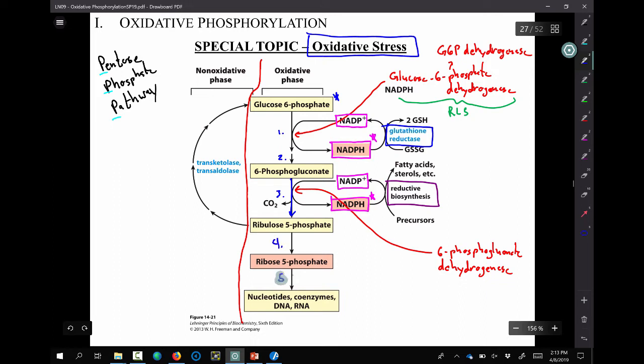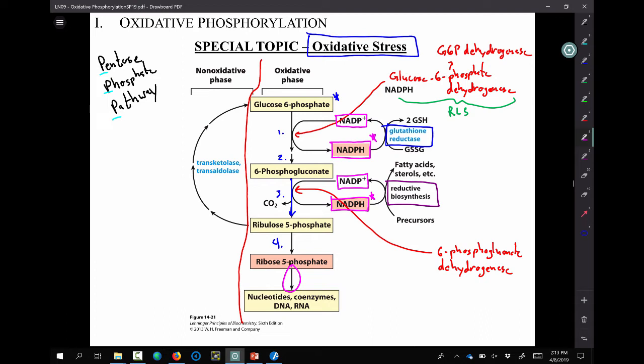Well, really step 4 is what I'll highlight. Step 4 can take that ribulose 5-phosphate and make ribose 5-phosphate from it. This would be multiple steps, but that ribose 5-phosphate can then be used in nucleotide and coenzyme synthesis, along with the NADPH that's made.